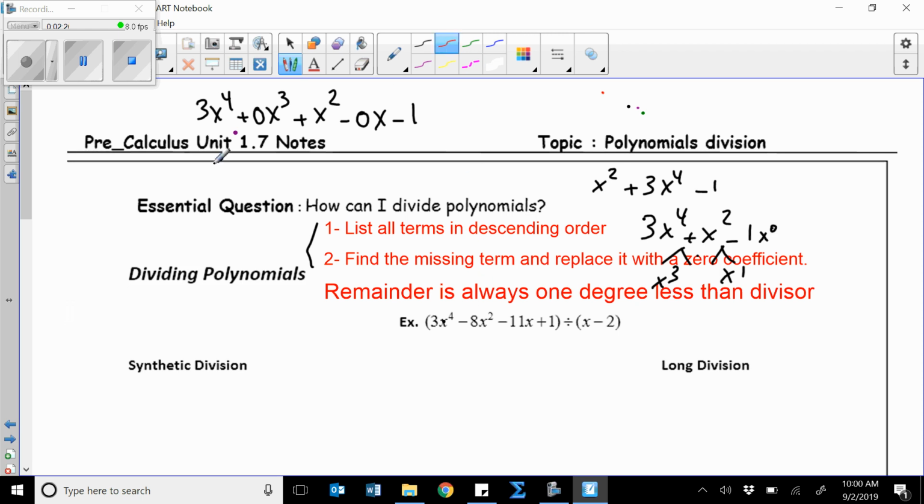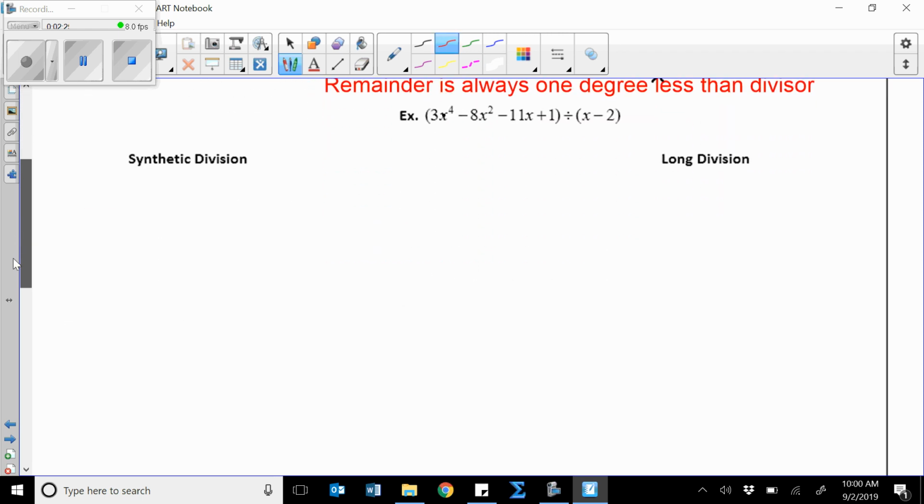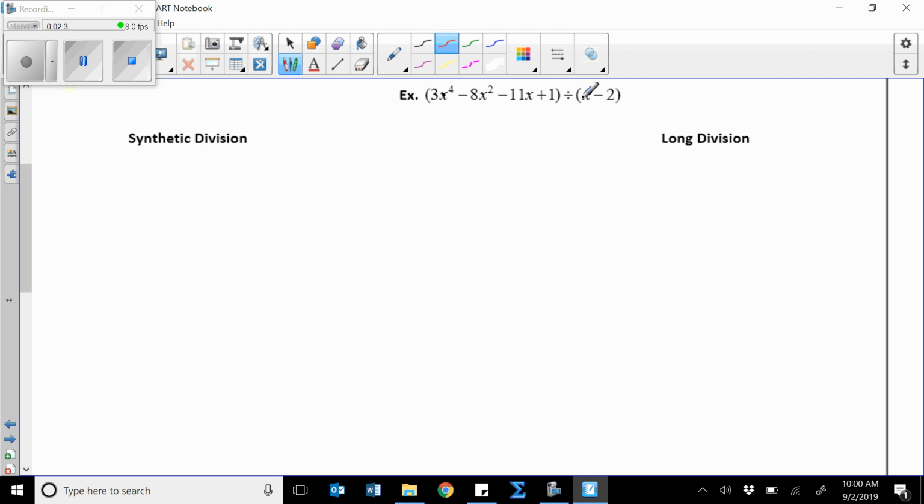Let's start with the synthetic division. We're going to divide these two polynomials by synthetic division. First of all, whenever you want to use synthetic division, your divisor should be linear. So you can only use synthetic division if the divisor is linear. Otherwise, you cannot use synthetic and you have to use the long division.